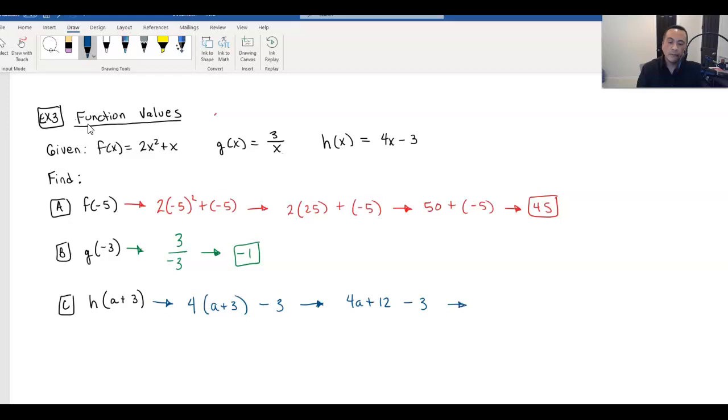Then to finish it off, I need to combine my like terms. The 12 minus 3, well, that's 9. So I'm going to have 4a plus 9. So just a little FYI, when I substituted a number, out came a number. Substitute a number, out comes a number. Substitute a variable or a variable expression, and you're going to get a variable expression. Okay, you're not going to get numbers because we're substituting a plus 3 into the x, so we're getting something with a. All right, I'm continuing on.